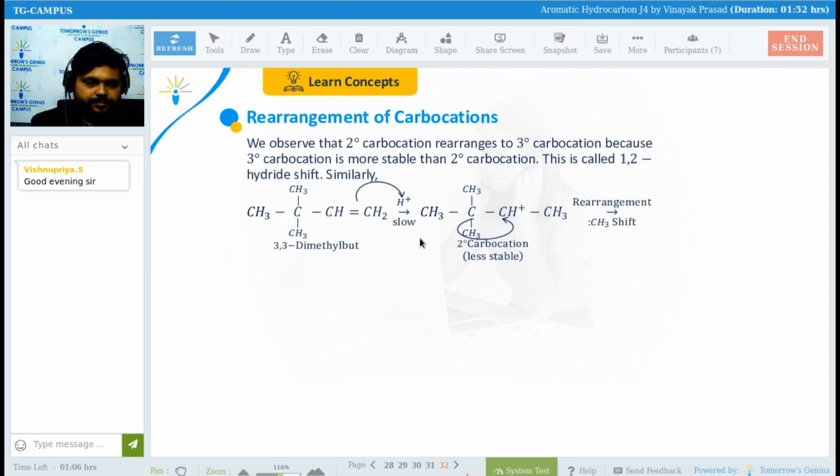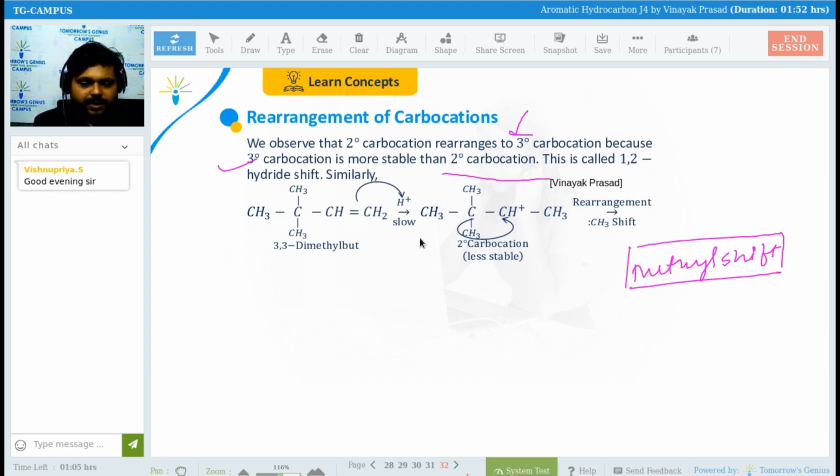Now guys, so we have seen the hydride shift. Now we are going to see the methyl shift. See, we observe that 2 degree carbocation rearranges to 3 degree carbocation because 3 degree carbocation is more stable than 2 degree carbocation. This is called 1,2 hydride shift. This is 1,2 hydride shift.